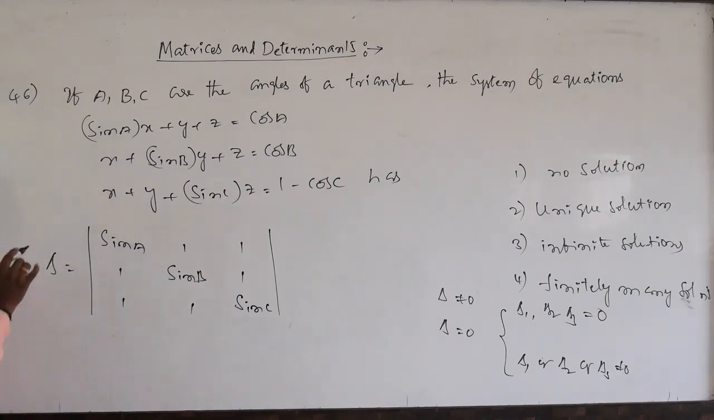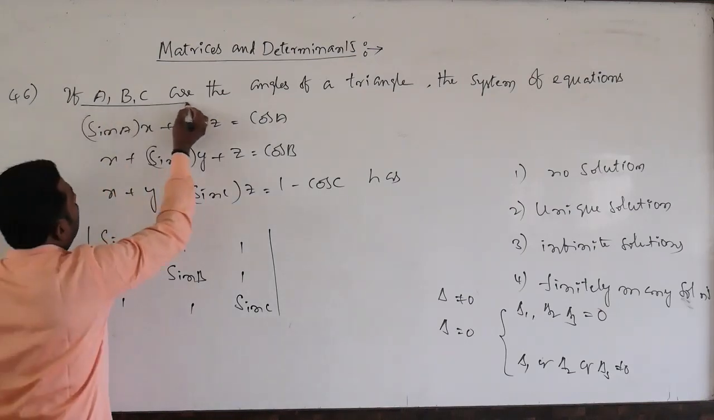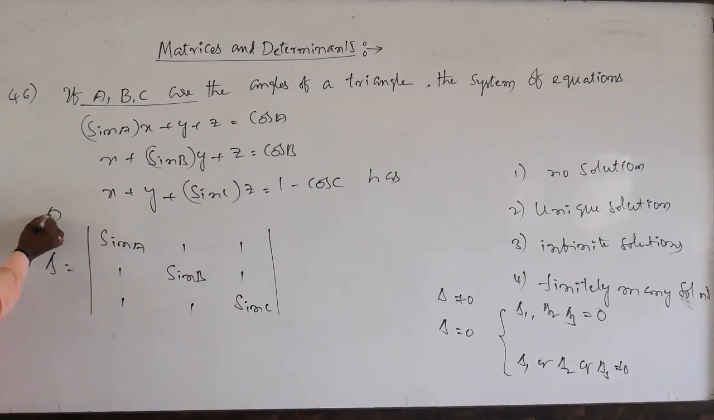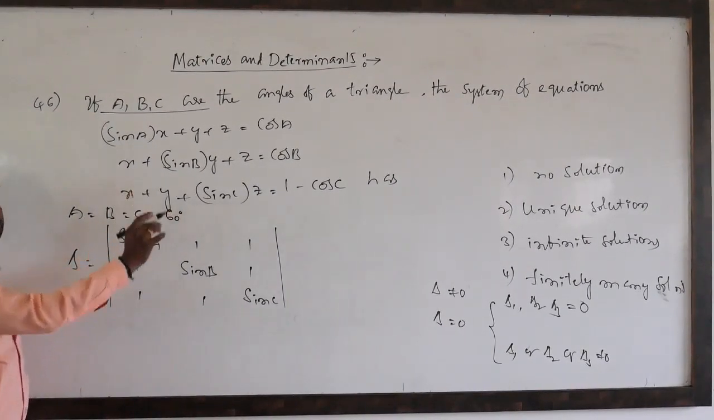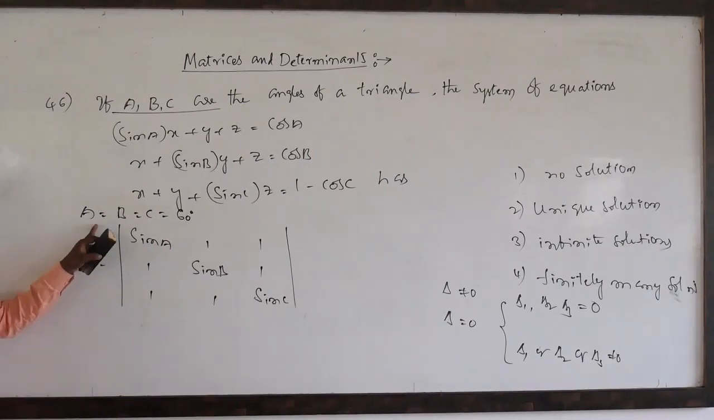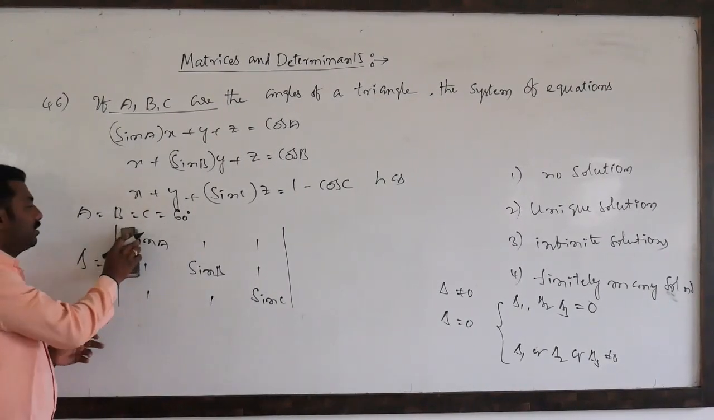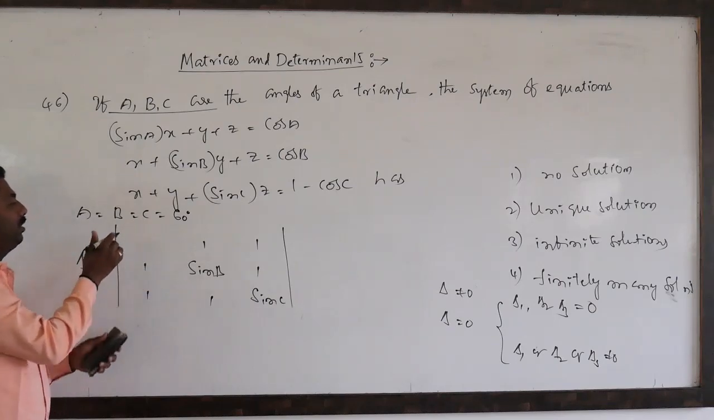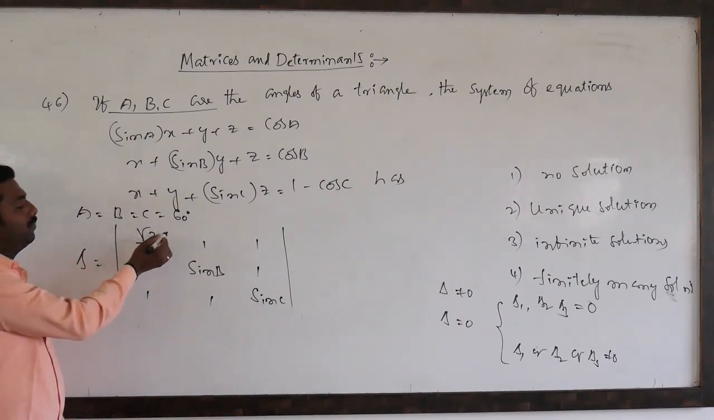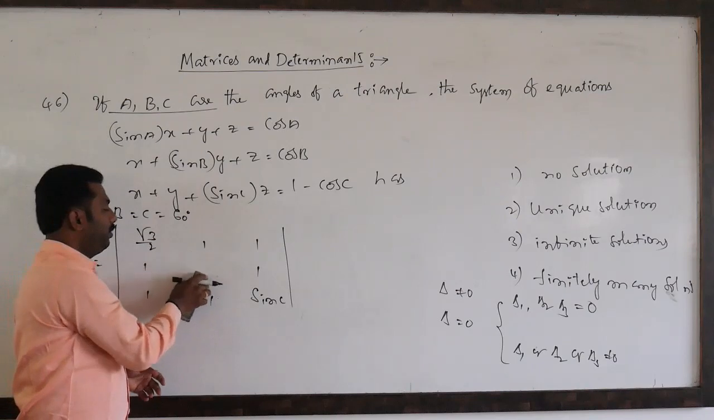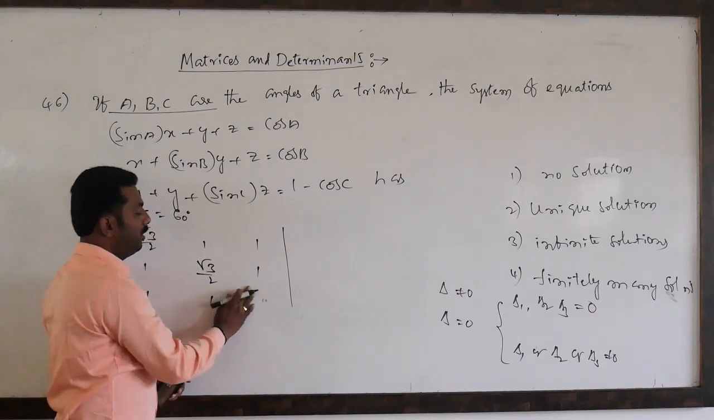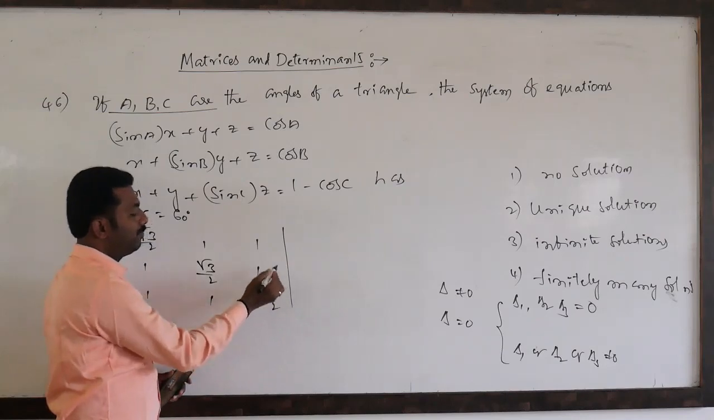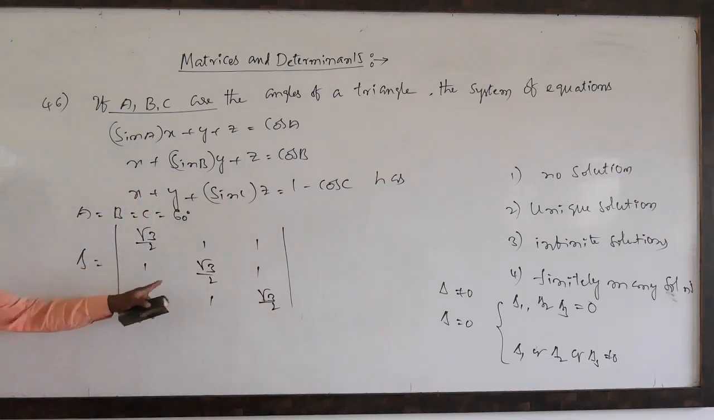Otherwise, here is one trick: since A, B, C are the angles of a triangle, we can substitute angle A, angle B, angle C as 60 degrees. If I substitute 60, then sin 60 is root 3 by 2. This is also root 3 by 2, and this is also root 3 by 2. Now we have to verify whether this determinant is 0 or not.